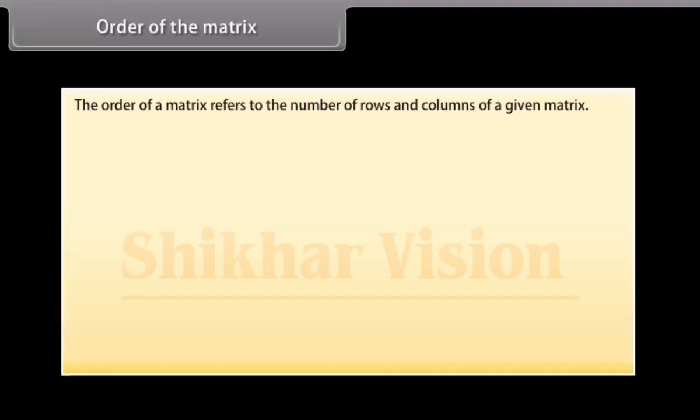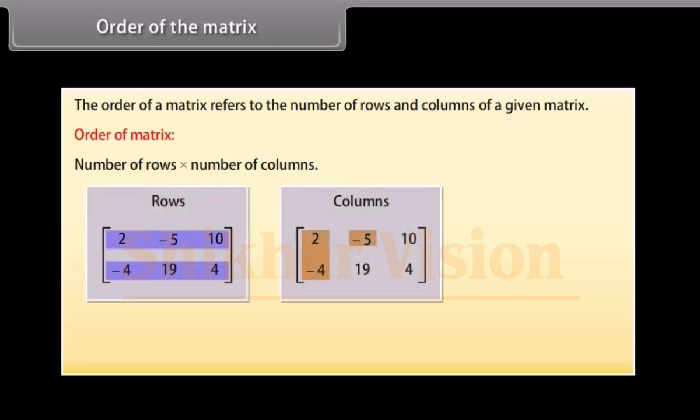Order of the matrix. The order of a matrix refers to the number of rows and columns of a given matrix. By convention, the order of a matrix is given by number of rows by number of columns. Here we can see two pictures of the same matrix with the rows and columns highlighted. The order of this matrix is 2 by 3, that is 2 rows by 3 columns.